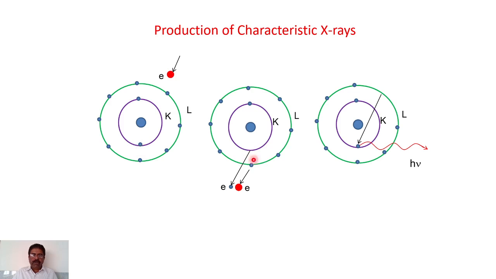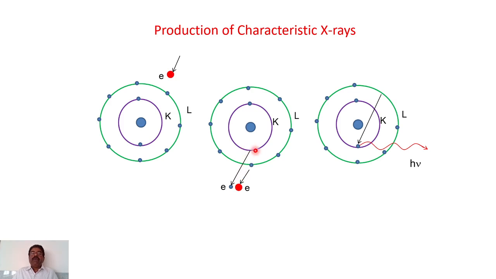In the second diagram it is shown here. The electron in the first shell, that means the K shell, is now displaced because of the collision, because of the energy of the incident electron striking the K shell electron. So the incident electron energy is sufficient, or greater than the binding energy of this electron in the K shell. Therefore, it is now made free from its position.